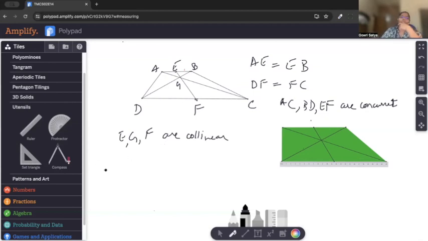To prove that they are collinear, we can try in different ways. Either we can show that the length of EF is exactly EG plus GF, or we can show the area of triangle EFG is 0. All these would show that they are collinear.